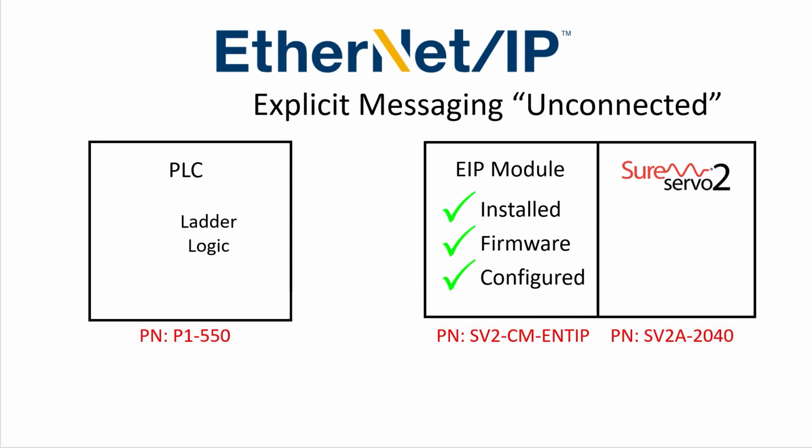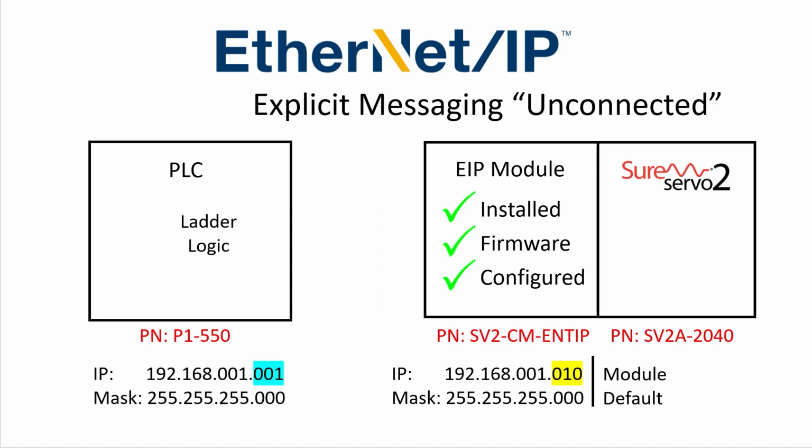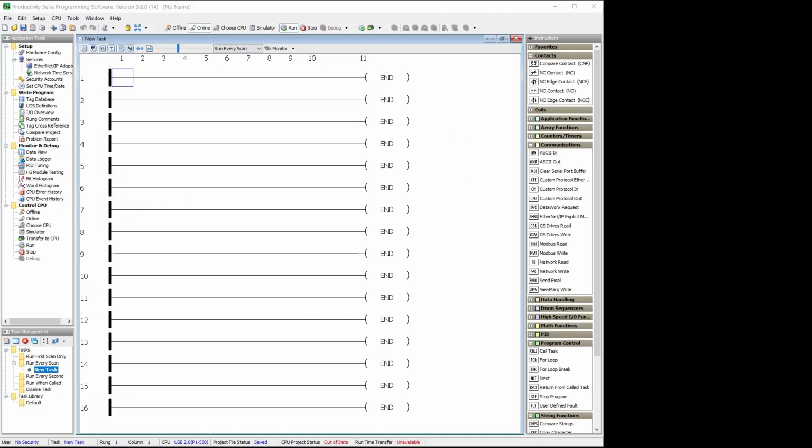I'm not connected to a network, so we'll use the EtherNet/IP module's default addressing. To get that, we just go to parameter 3.064 and set it to a 1. That does a factory reset on the module. We need to get the Productivity PLC on the same network.